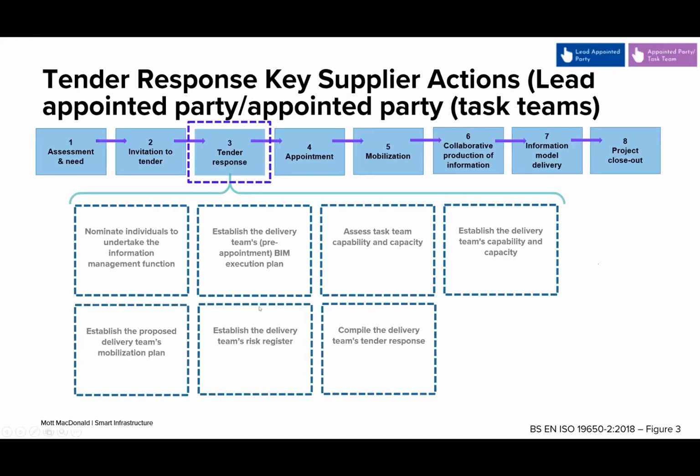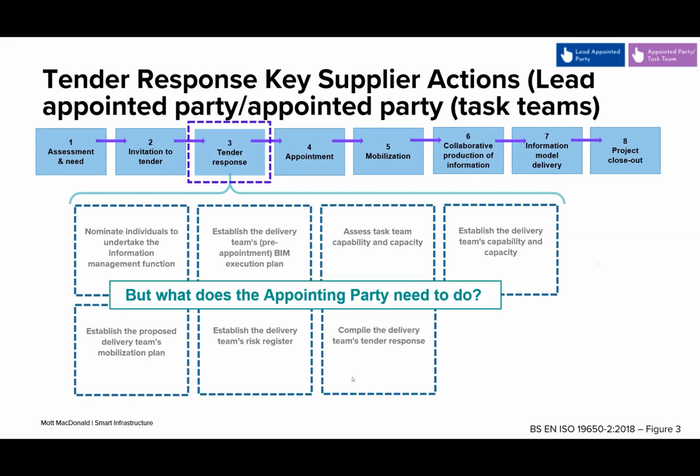Okay, so the ISO sets out a number of activities that would be undertaken by the lead appointed party. If you read the ISO document, it really focuses on tasks for the bidder on how they should go about creating the BIM execution plan and selecting their team to deliver the project requirements. So there's a number of tasks listed here for them to follow to develop their tender response. But what we're really interested in is the role of the appointing party. So that's what the rest of this training is focusing on.